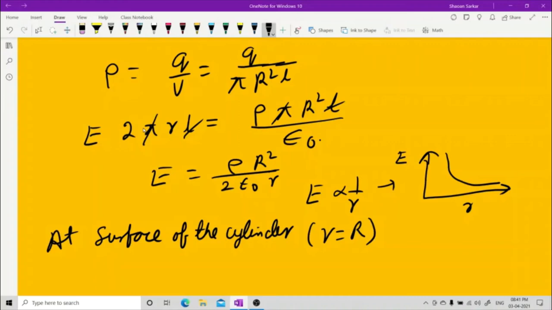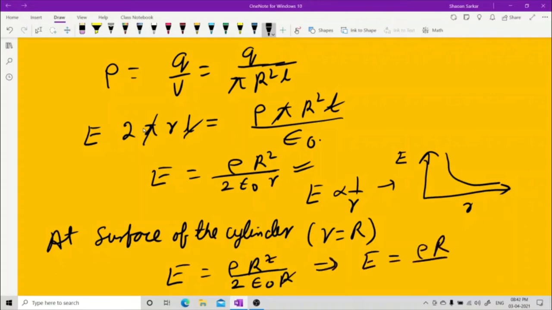Now, if you put r equal to R in this expression, E comes out to be rho R square upon 2 epsilon naught R. So this R cancels out with this. This gives you the electric field is rho R by 2 epsilon naught, which is a constant. Constant on the boundary of the cylinder.